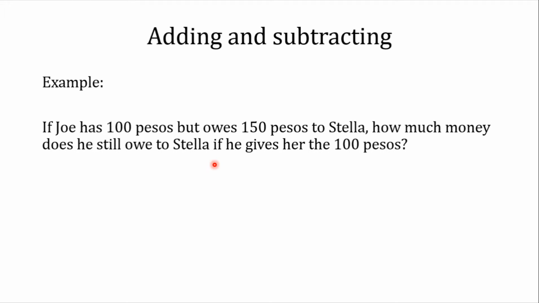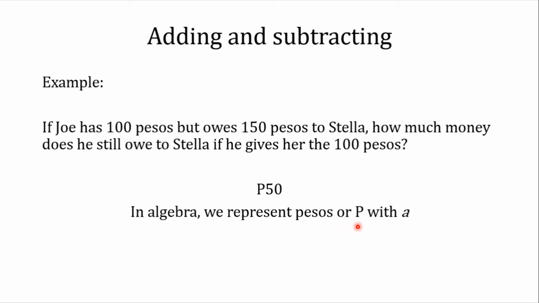So let's have an example. If Joe has 100 pesos but owes 150 pesos to Stella, how much money does he still owe to Stella if he gives her the 100 pesos? 50 pesos, right? In algebra, we can represent the pesos with letter A or B if you'd like. So 150 pesos minus 100 pesos gives us 50 pesos. That's how much Joe owes Stella.